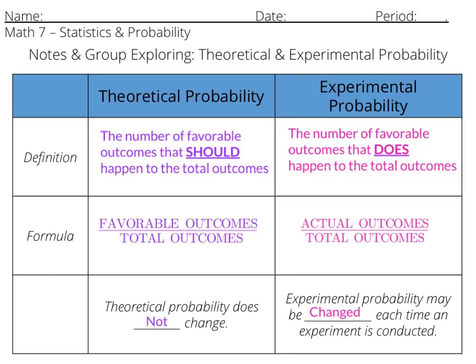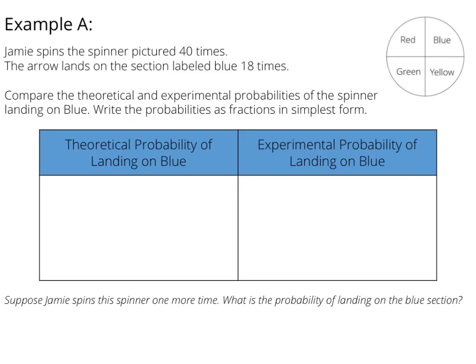So now let's take a look at that in practice, going with example A. Here at example A, it says Jamie spins a spinner pictured 40 times. So our spinner is up there in our upper right-hand corner, and it says the arrow lands on the section labeled blue 18 times. So that's important information that we should know. It's landed on blue 18 times. Compare the theoretical and experimental probabilities of the spinner landing on blue. Write the probabilities as fractions in simplest form.